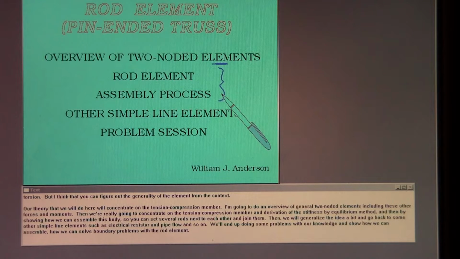Then we will generalize the idea a bit and go back to some other simple line elements, such as an electrical resistor and pipe flow and so on. We'll end up doing some problems with our knowledge and show how we can assemble, how we can solve boundary value problems with the rod element.